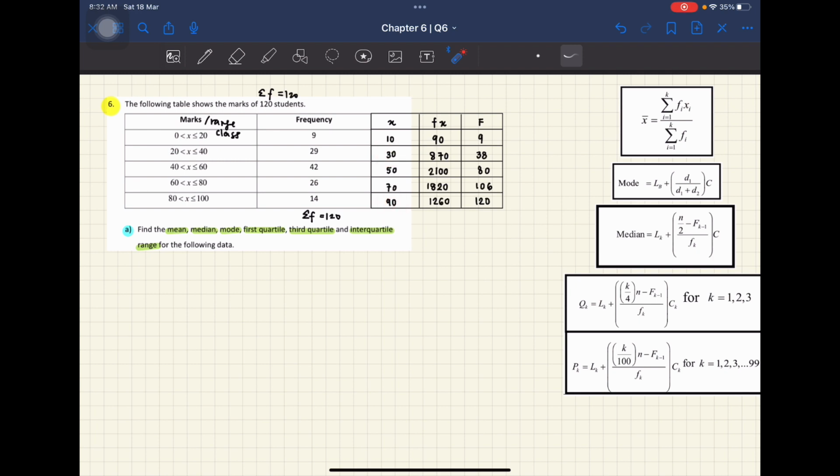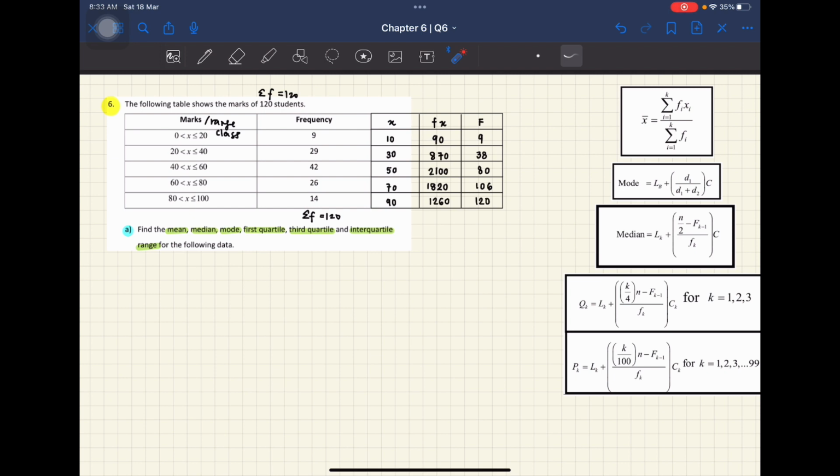The next column you need to do is fx. So what is fx? fx is just the multiplication of frequency with our x here. So we multiply the frequency and our midpoint, so we get 90. Settle all of them. So 29 times 30 gives 870 and so on.